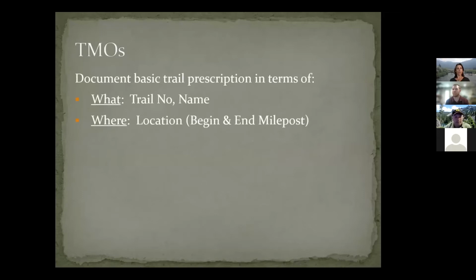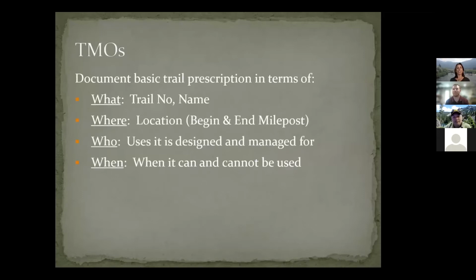So, okay, I'm just going to click through all these. A TMO, as I said, is just documenting the management direction for that trail. So it tells you the trail name and number, and then what uses are allowed, prohibited, or discouraged. It also tells you the season of use, typically. So if there are seasonal restrictions on use, if it's closed at a certain time, that would be documented in the TMO. It will also document when it is open for hiking or for ATV use, that kind of thing.